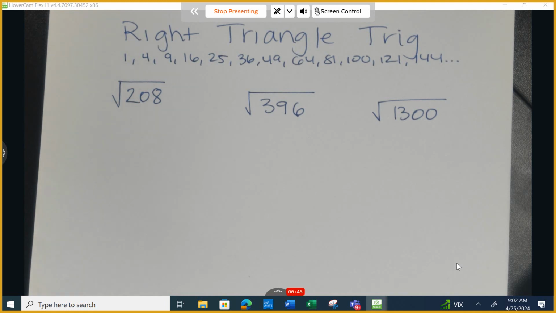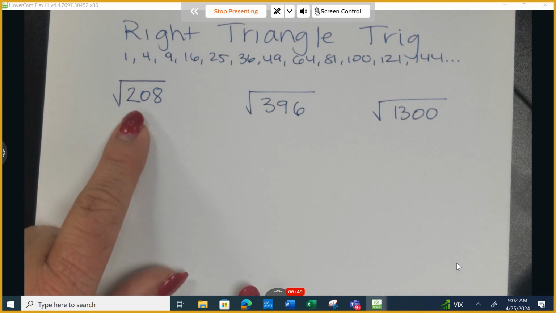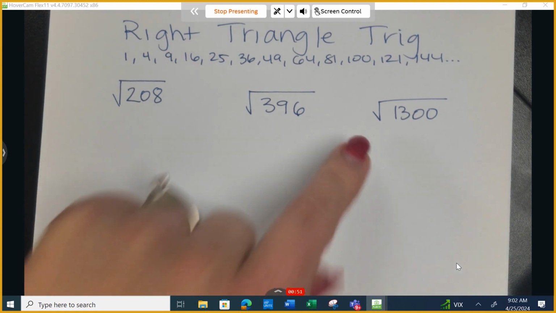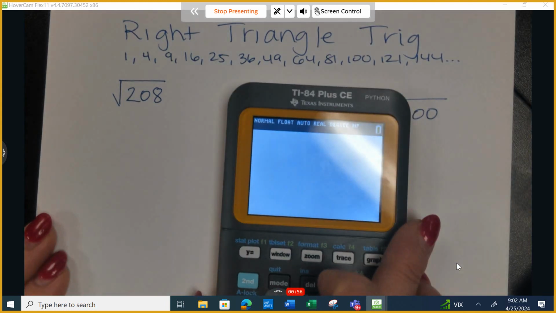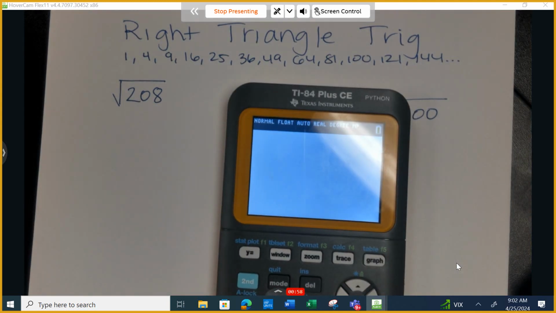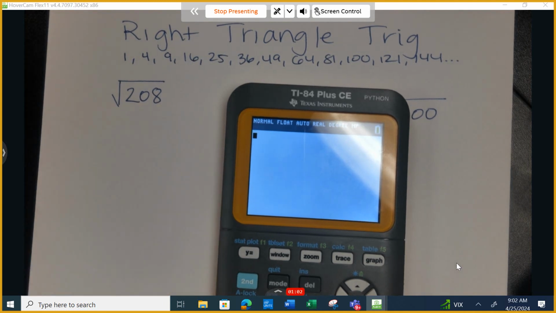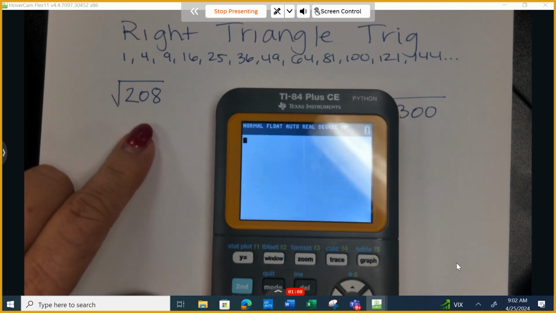Now, when I rewrite this in simplified form, it's still going to be equivalent to the original expression. It's just simplified. So we're going to grab a calculator right now. And we always want to try to find the largest perfect square that divides into this. If we can't find one, then we can't simplify it. It may be right now in the simplest form. Let's try this.